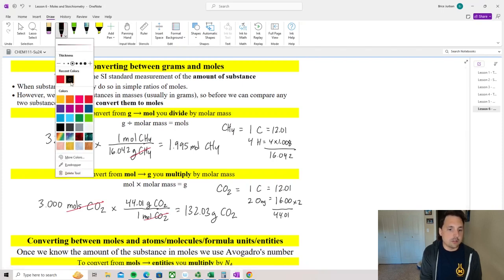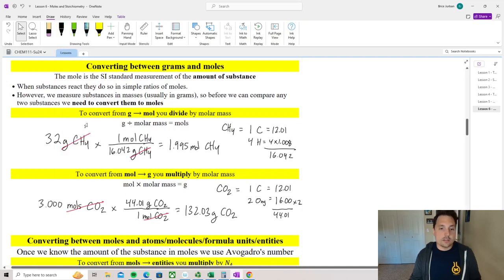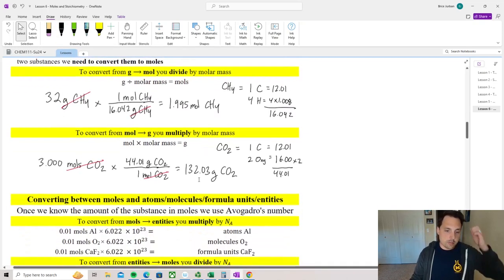Just showing you that cancels out again. And that's the simplest thing we need to know how to do. We need to go from grams to moles and moles to grams. All right.